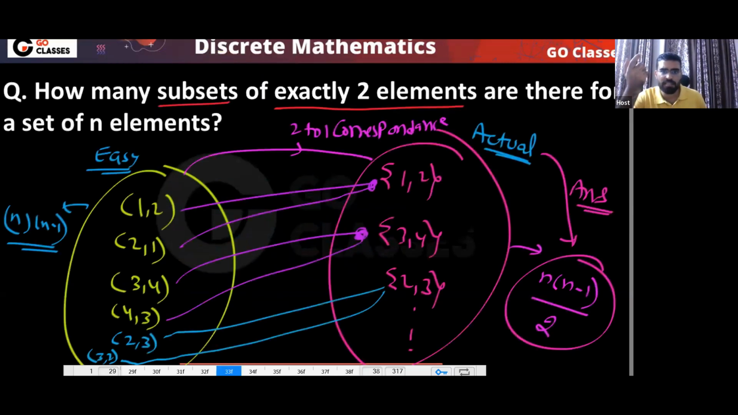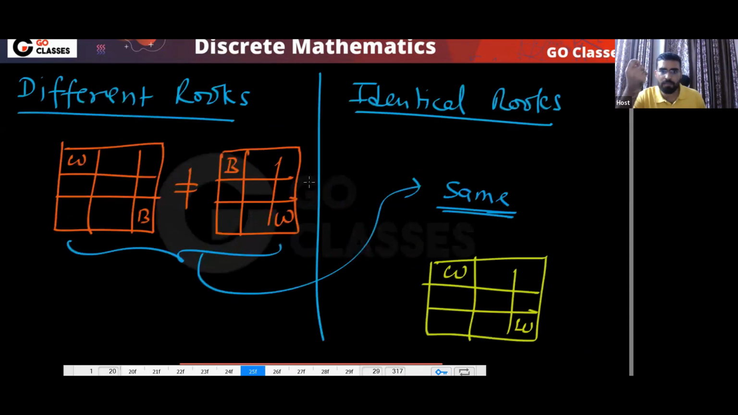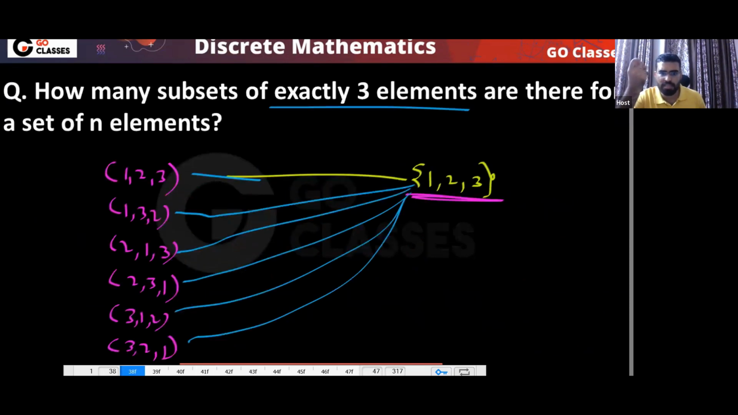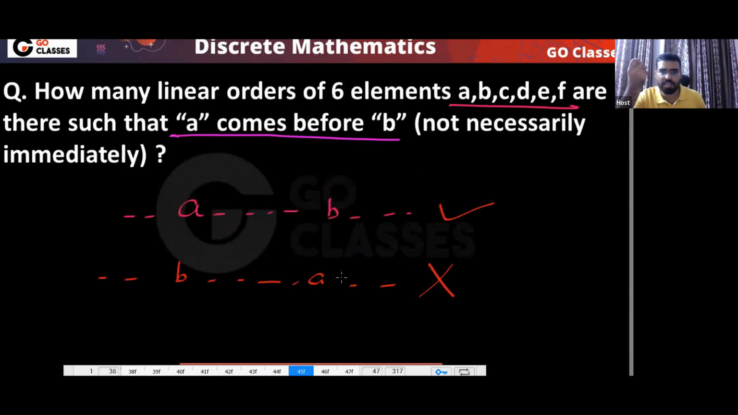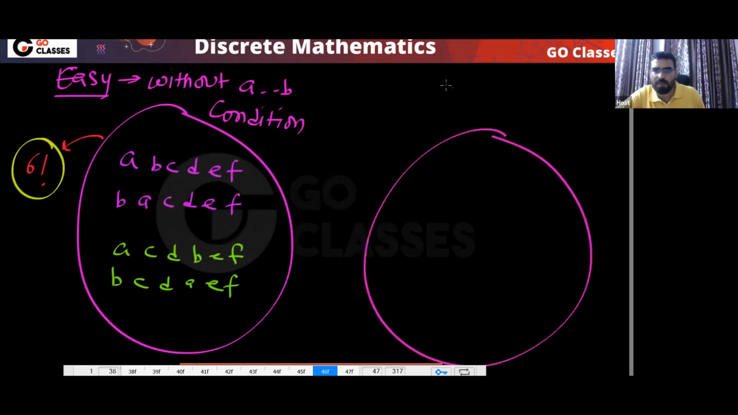Similarly here, in this previous example, in this rook example, if you have different rooks, then life is very good. But because of these identical rooks, what will change? So this is my question here also. You can notice that without this condition, this is happening. But with this condition, what is changing? With this condition, this will happen.